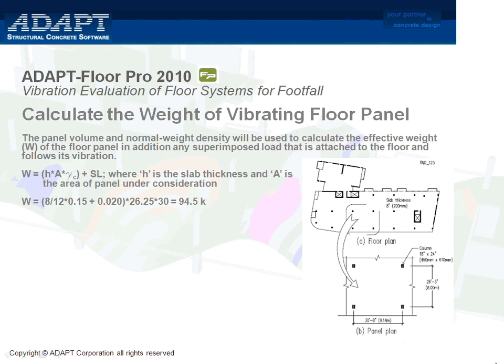The fourth step is to calculate the weight of the vibrating floor panel. The panel volume and normal weight density will be used to calculate the effective weight of the floor panel in addition to any superimposed dead load which will follow the path of vibration. In this case, we'll use 20 psf for dead load, and the weight equals 94.5 kips for the 26.25 by 30 foot panel.